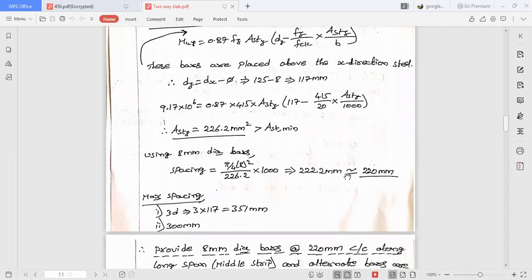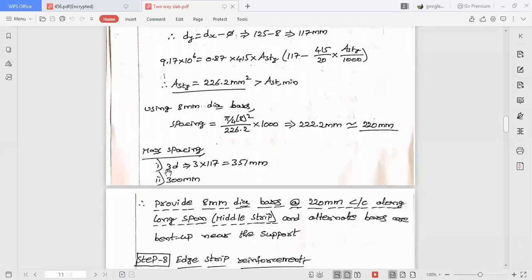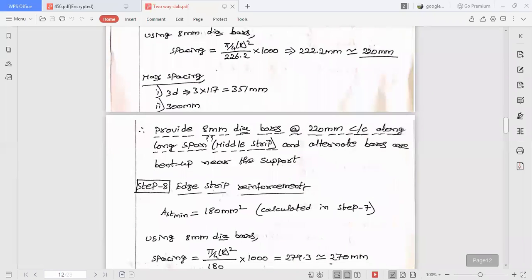So for this also we have to check maximum spacing, which is 3D and 300. And here 220, 350 and 300. The least value is 220, right? So provide 8 mm dia bars at the rate of 220 mm center to center along long span.